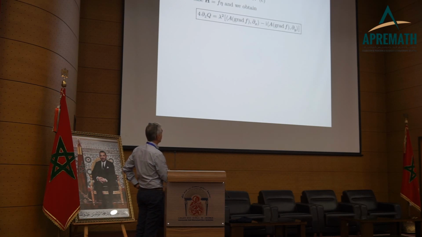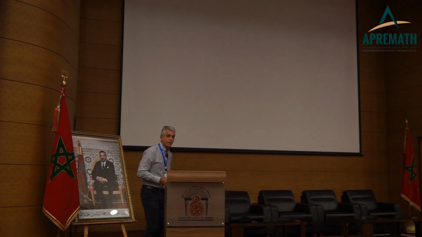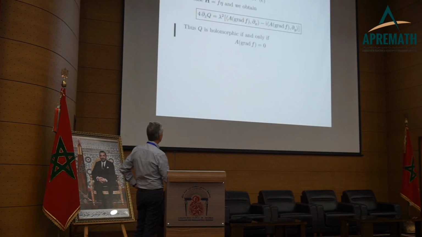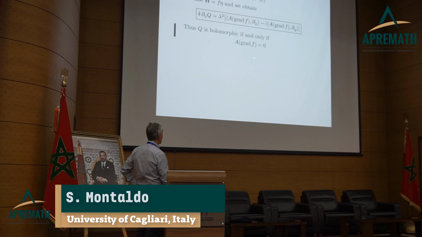So, we take a surface in a three-dimensional space form, a space of constant sectional curvature C. We have the mean curvature vector, which is just given by the mean curvature function times the unit normal vector field. And if you do the computation, you compute the derivative with respect to z bar of Q, you get this equation. Okay, we are back. And then you see that Q is holomorphic if and only if the shape operator applied to the gradient of the mean curvature function is 0.